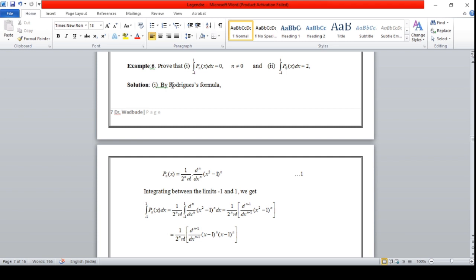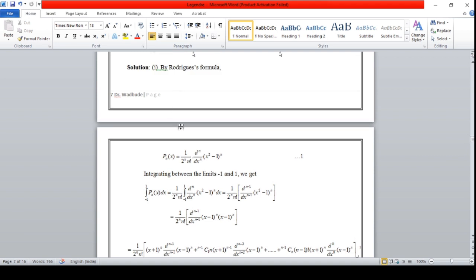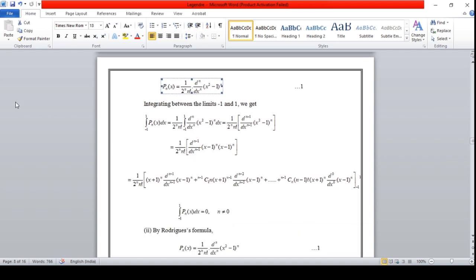Next example, prove that first part is the integration from minus 1 to 1 of Pn(x) dx is equal to 0, n not equal to 0, and second is the integration from minus 1 to 1 of P0(x) dx is equal to 2. Again, this is the application of Rodrigues formula. Integrate between minus 1 to 1. This is the constant. So here, the integration from minus 1 to 1 of d^n upon dx^n of (x square minus 1) raised to the power n, with 1 upon 2 raised to the power n factorial, gives d^(n minus 1).